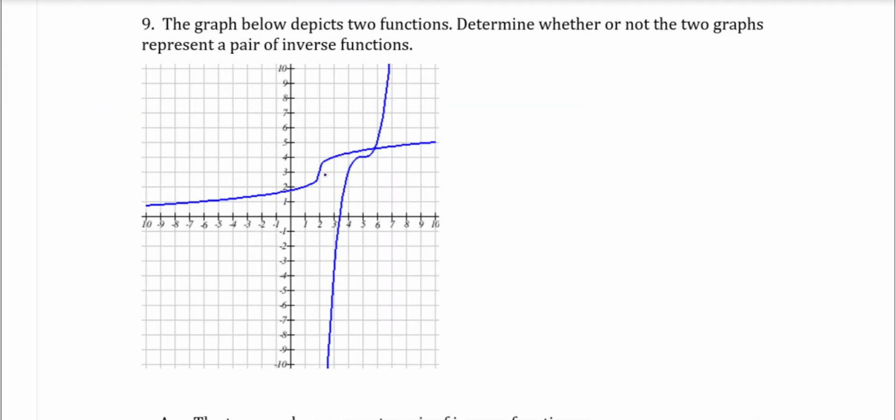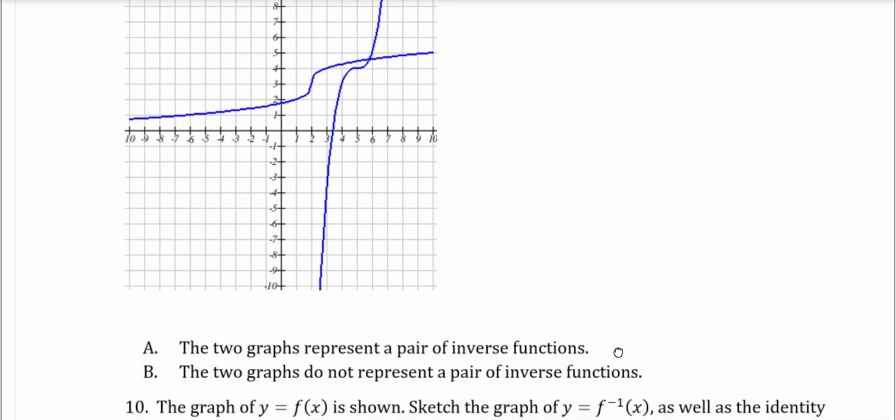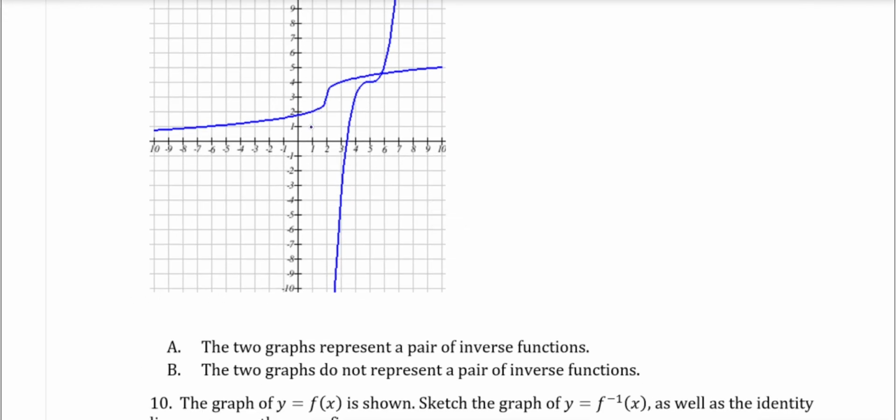The same thing is true here. They're asking us to see if these are reflections around the y equals x line, and we can even more easily, I think, see that they are not. Here's the y equals x line again, right? Are these inverses over that? Are they reflections over that? And the answer is no, they are not. Just looking at this region here, I think we can see that these are clearly not reflections over that line, and so we can rule them out as being inverses of one another.